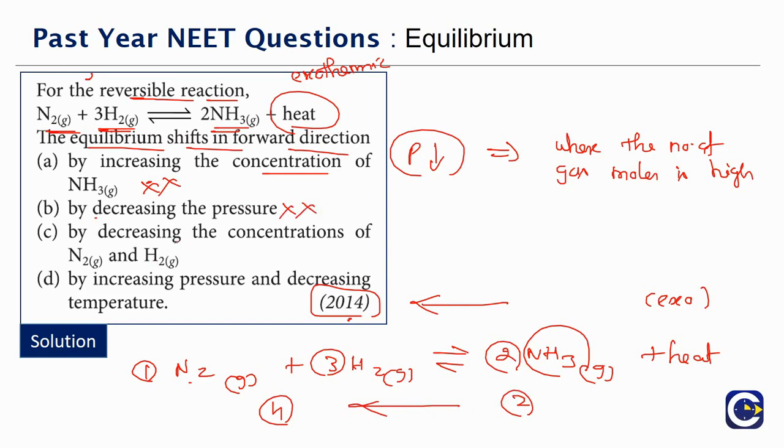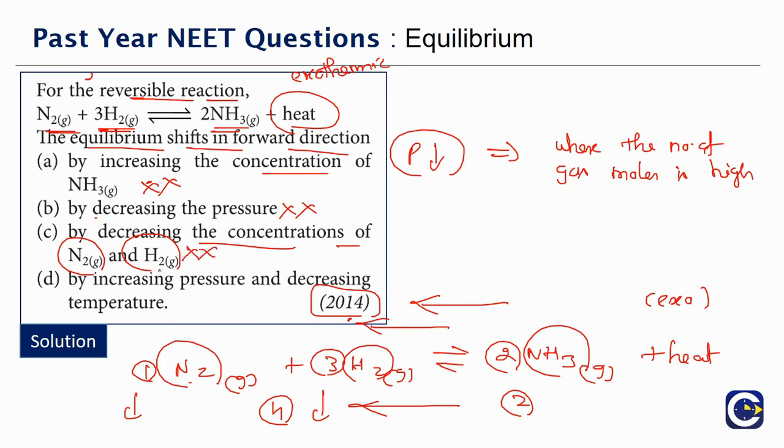Look at option C. By decreasing the concentrations of nitrogen and hydrogen. Nitrogen and hydrogen are reactants. If we decrease their concentrations, we are removing some reactant. When removing some reactant, the equilibrium will shift to replenish the reactant. Means it is again going to shift in the backward direction.